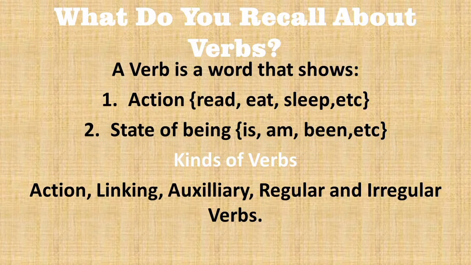Okay, now we made progress as well. We talked about verbs. What do you recall about verbs? First of all, we said a verb is a word that shows first action and secondly state of being. For action, you have read, eat, sleep, and so on. And for the state of being, you have verbs like is, am, being, and so on. Okay? You just state a particular state.